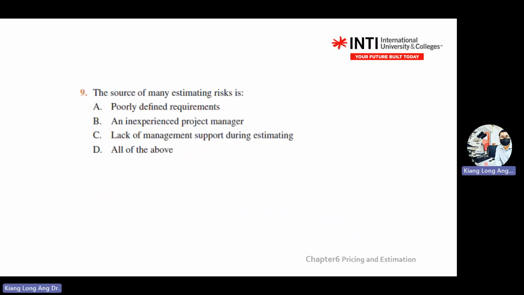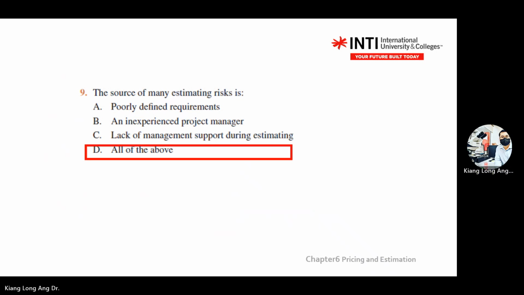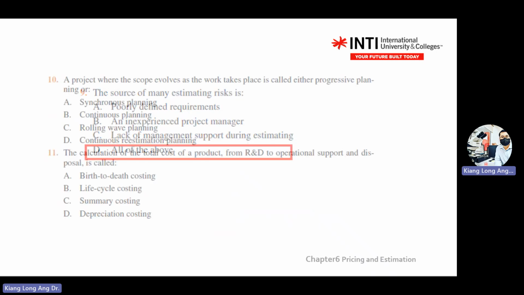The source of many estimating risks is what? Poorly defined, inexperienced, lack of management support, or all of the above? For project management, you don't think too complicated. As long as it's linked to that, then that's the answer.